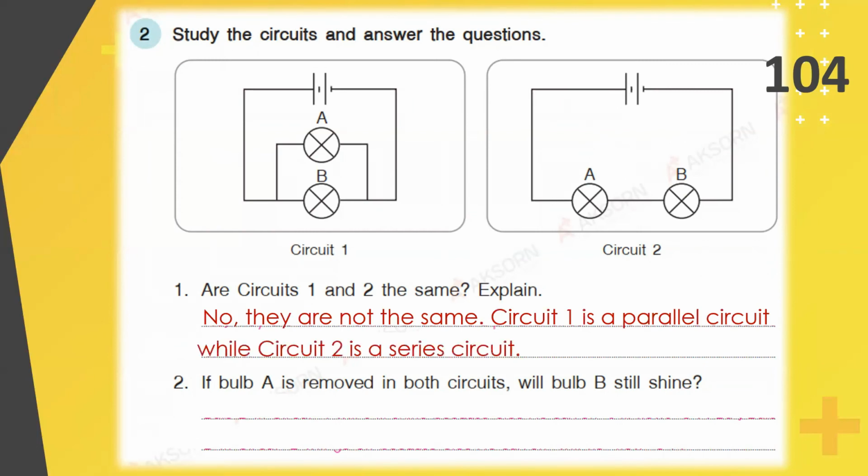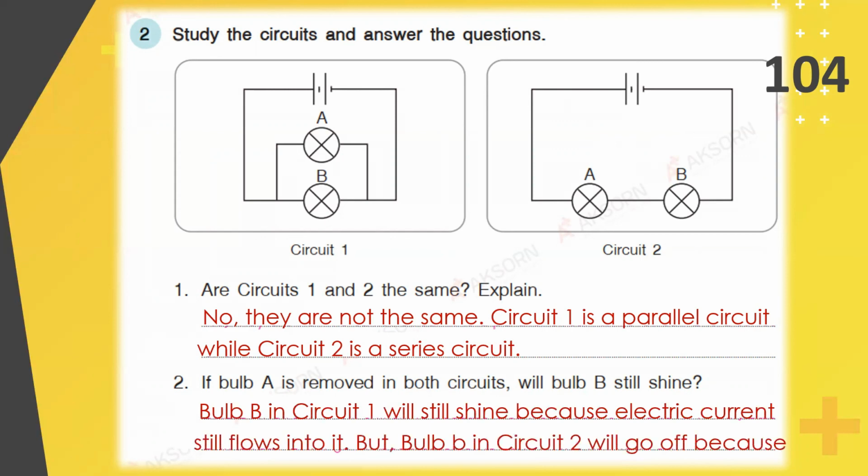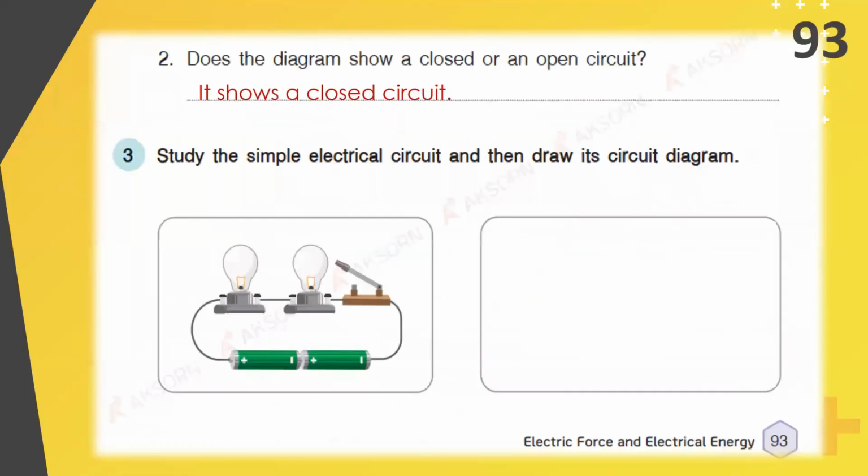Now for number 2, if bulb A is removed in both circuits, will bulb B still shine? Yes or no? Bulb B in circuit 1 will still shine because electric current still flows into it. But bulb B in circuit 2 will go off because electric current will not flow into it. That's the difference between a parallel circuit and a series circuit. Now class, you can now check your drawing if it's correct.